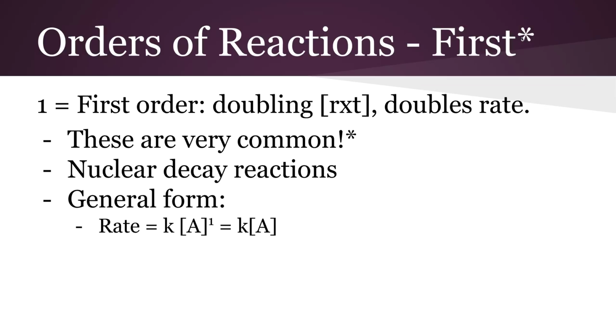First order, most common. You're going to see it a lot. Basically, you double the reactant concentration, you double the rate. Very, very easy. And most often rate is equal to k times the concentration of just one of the reactants. Either there is only one reactant or there's a couple of them, but only one of them is first order.